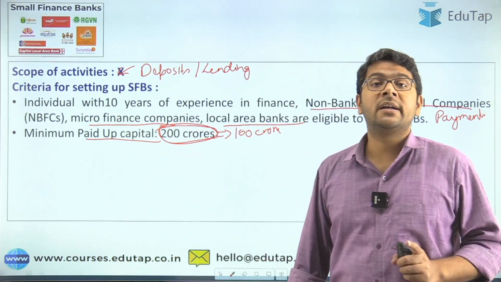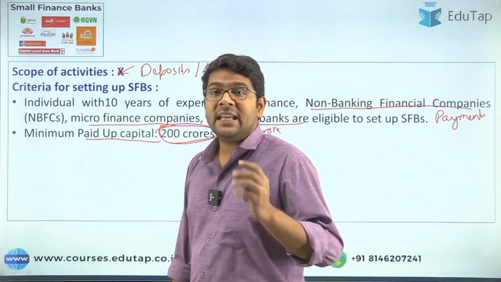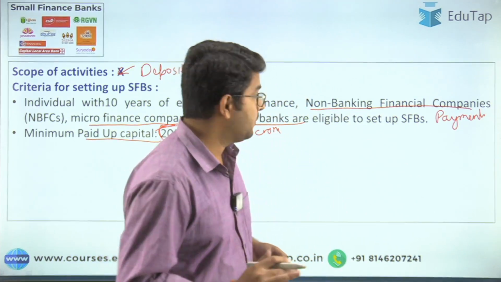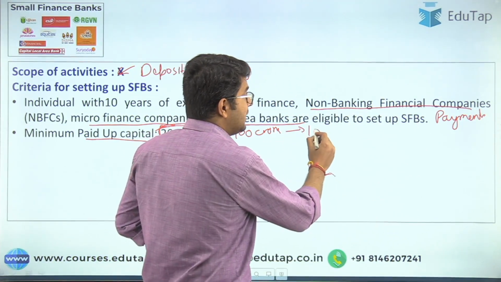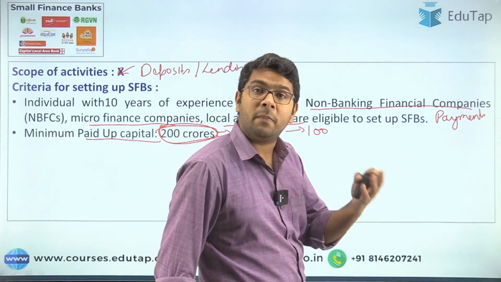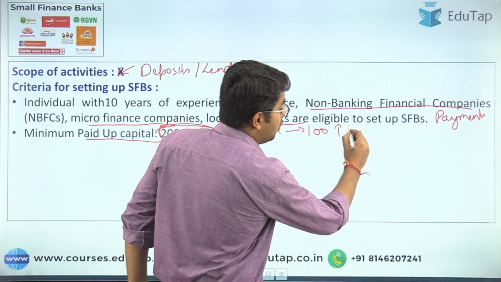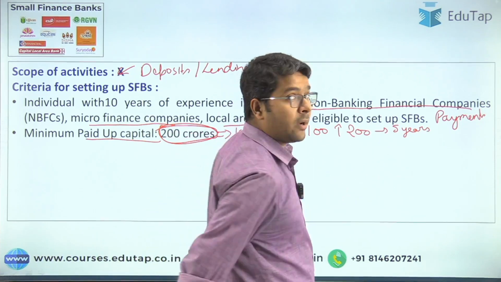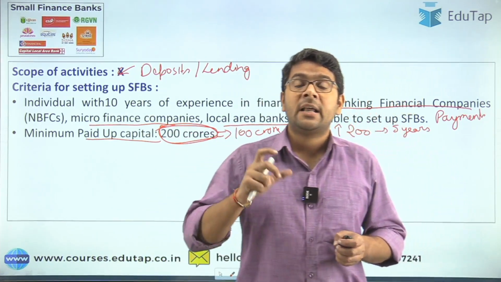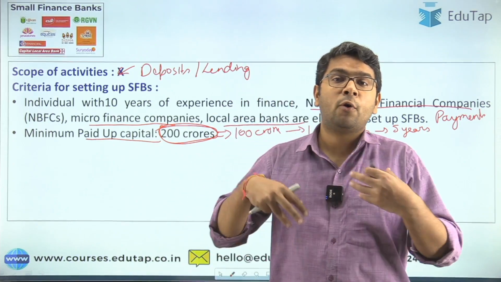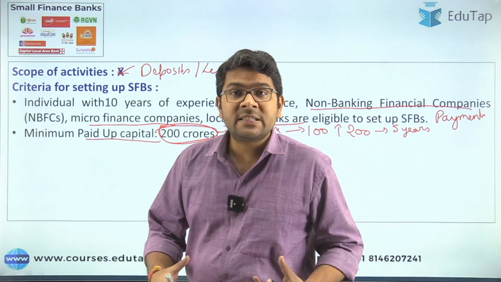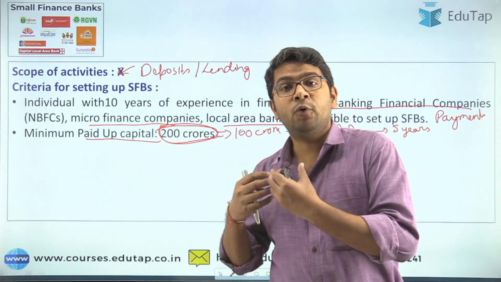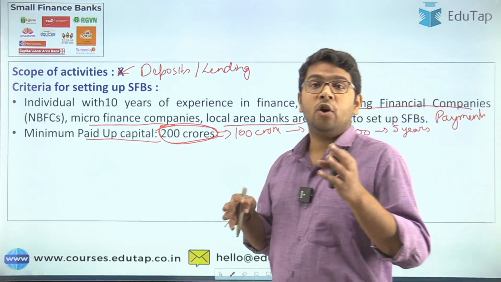It is 200 crore. One more fact here is, guys, that if an urban cooperative bank wants to be converted into small finance bank, there is a small relaxation to that, which is that they can establish with a minimum paid up capital of 100 crore, but this capital has to be increased to 200 in the next 5 years. Okay. So the only exception is urban cooperative banks or primary cooperative societies. If they want to convert into small finance banks, they need to have a minimum paid up capital of 100 crores in the initial, and they have to increase it to 200 crore by the end of 5 years.